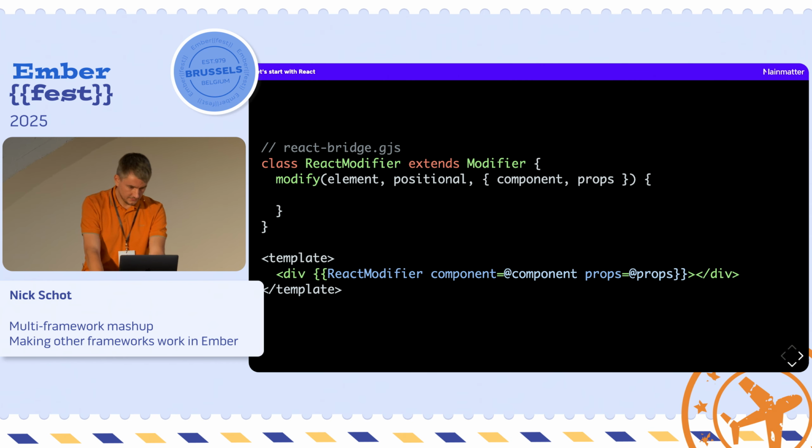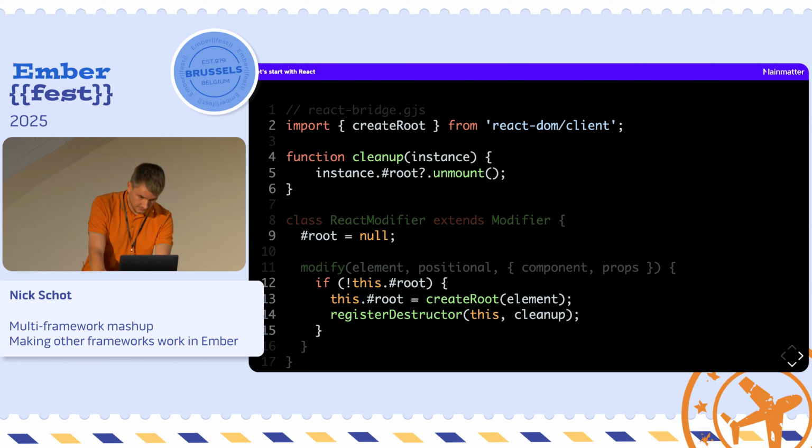And then we'll create a ReactBridge.gjs component, which will serve as our interface between these two frameworks. We can put the modifier inline inside of the GJS file and use it directly in the template. So that's what you can see here. The class at the top is the modifier, with the modify function, element, positional, and named arguments. And then the template below puts the modifier on the div, which will serve as our root element for these frameworks. And as you probably know, this modify function will rerun anytime any of the arguments get updated.